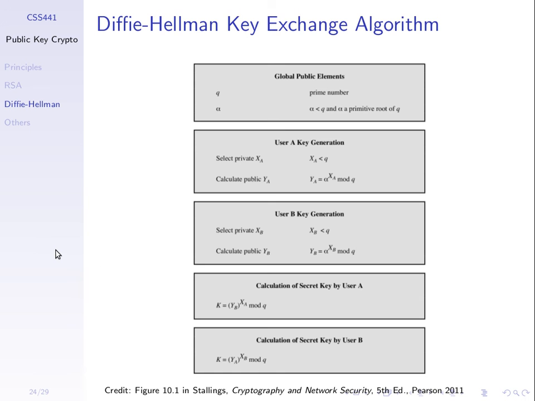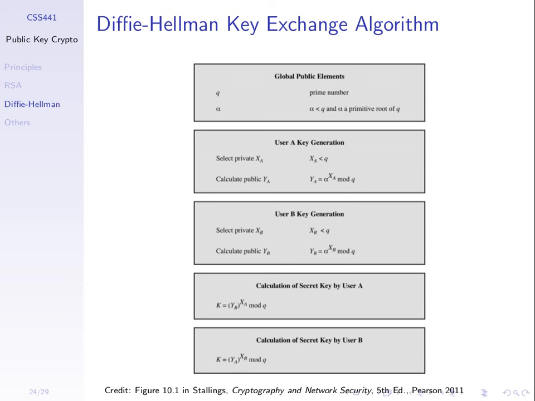Here's the algorithm. So bring up this slide, and we'll use it to go through an example to show the steps. We start with some public values called global public elements, basically two values which are known by everyone, known by A and B, and also known by the attacker, we assume. We call them Q and alpha. Q will be a prime number. Alpha will be less than Q and a primitive root of Q.